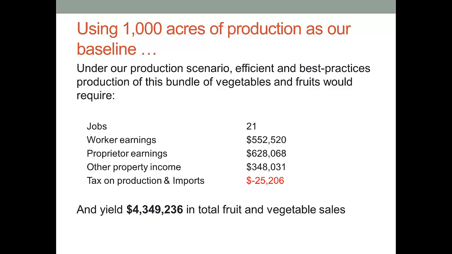Now these values are negative in the IMPLAN model, and we're just going to use their IMPLAN negative values because agriculture receives quite a bit of public subsidy, federal subsidy, and those subsidies oftentimes are greater than their estimated taxes on production and imports. And finally, in producing fruits and vegetables off of 1,000 acres of production, it would yield $4.35 million in total fruit and vegetable sales.